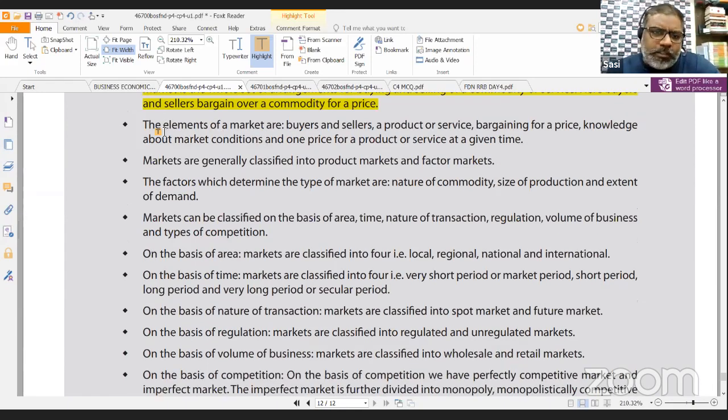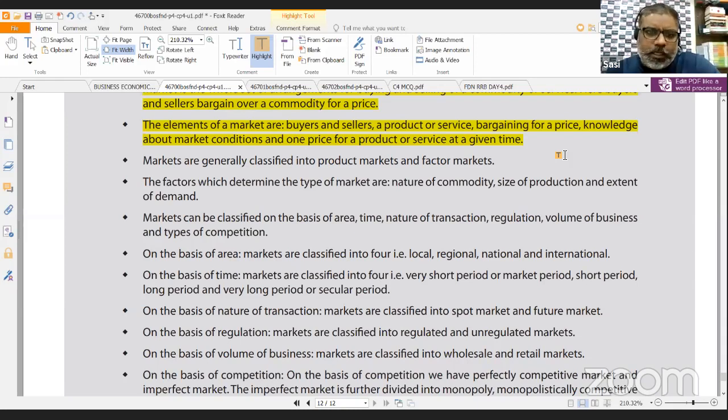And what are the elements of markets in general? Again, normal things. Market will consist of buyers and sellers. Naturally, yes. A product or service should be there, which can be exchanged. Then there should be a bargaining for a price in general. Knowledge about the market conditions should be there for buyers and sellers.